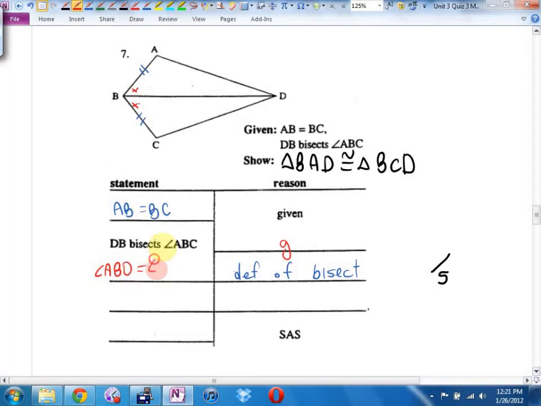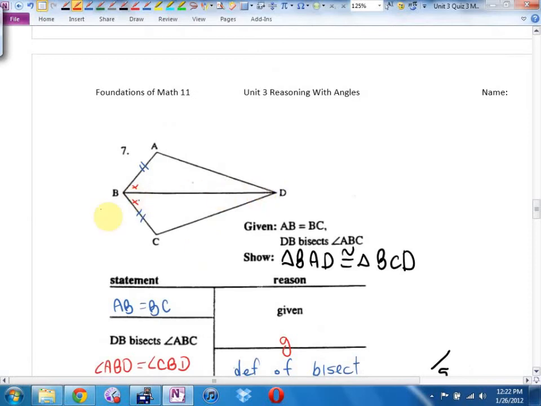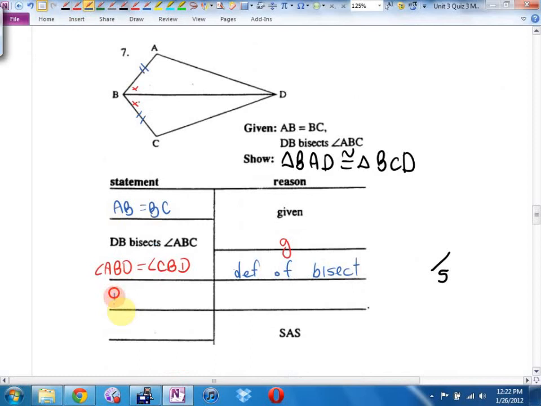Is that okay? Bisect cuts in half means I know each half is the same. And why is that nice? Look up. Side. Angle. Can I get side angle side? How come? What can you tell me about this side in both triangles? Ta-da! We're saying to the jury, hello, I'm using the same side in both triangles.